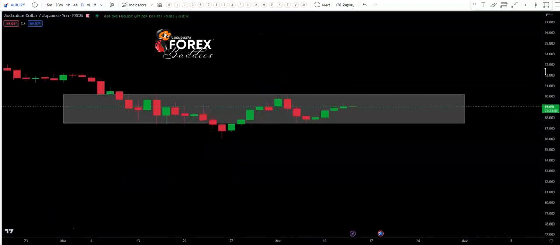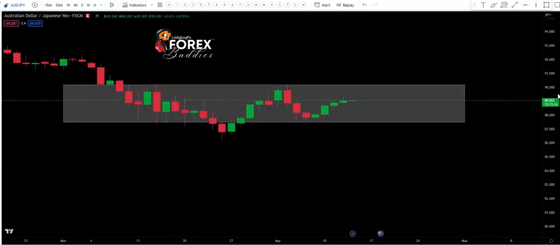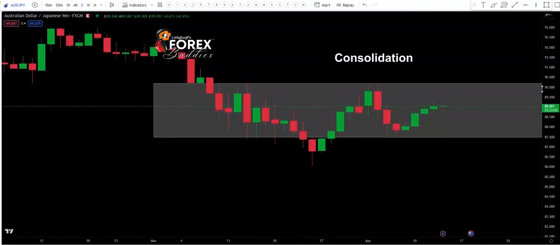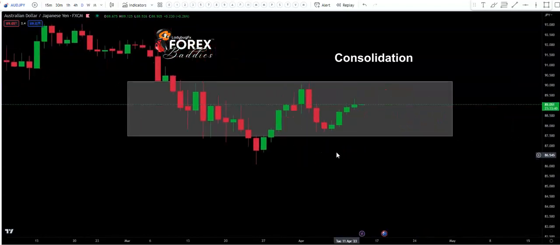So what do you actually see? Do you see consolidation? That's what I see. I see where price is moving from here to here to here. Do you see that? It is consolidation on the lower time frames. So how can this price movement help you be a profitable trader?